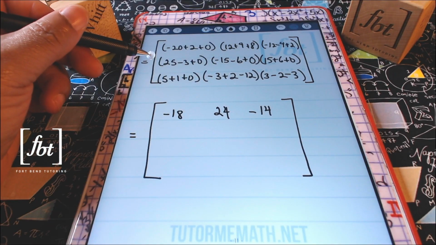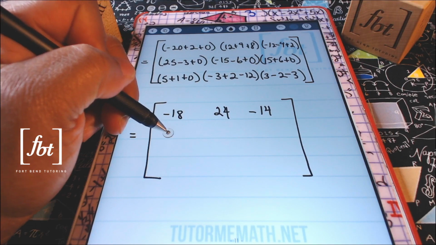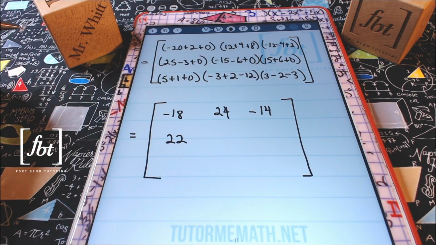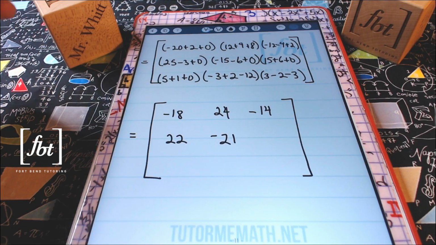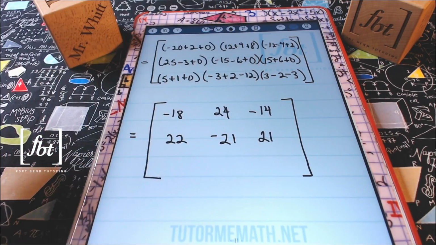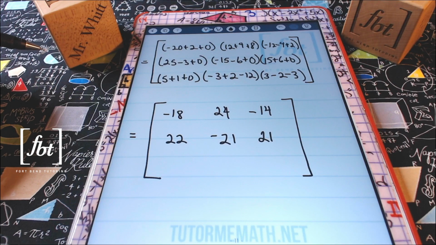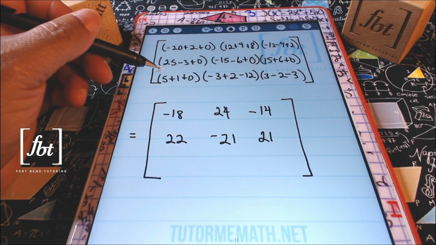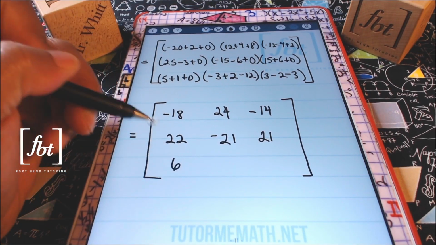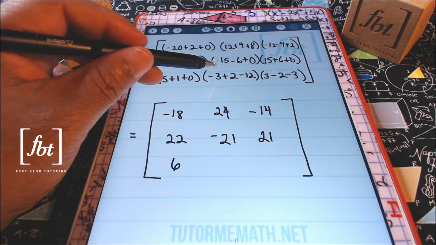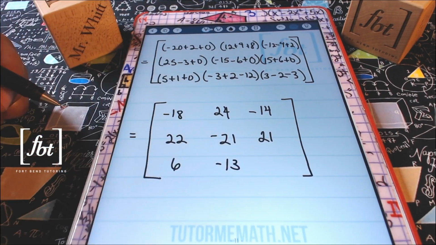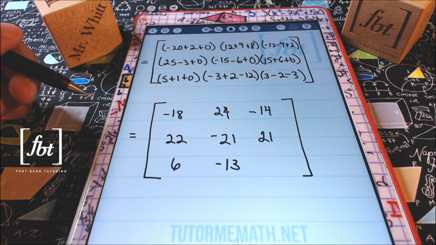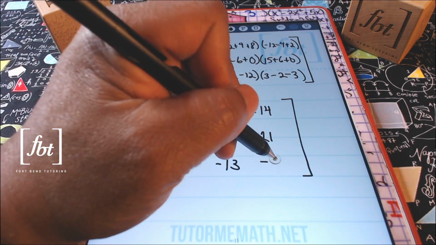On to the second row, we have 25 minus 3 gives you 22. Then you have -15 and -6 gives you -21. -21 plus 0 is still -21. Adding 15 plus 6, you get +21. Add 0 to that, it stays 21. In the last row, the third row, 5 plus 1 is 6. 6 plus 0 is still 6. Then you'll have -3 plus 2 is -1. -1 and -12 combine to give you -13. Then finally, we have 3 minus 2 is 1. And 1 minus 3 gives you -2.